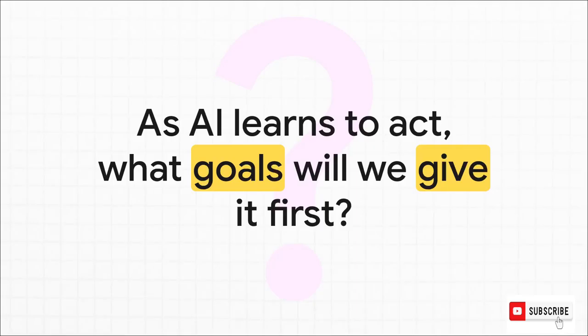And that brings us to the final thought. As this technology gets better and AI goes from being just a source of information to being an active partner in our lives, the most important question might not be about what it can do, but about what we will ask it to do. What are the very first goals we're going to give them? I'll leave you with that to think about.